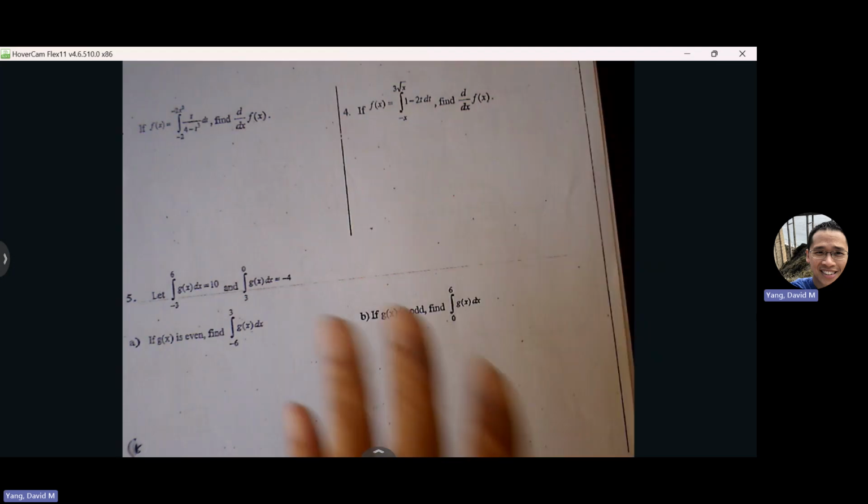So if you can turn to the back of your test review packet.